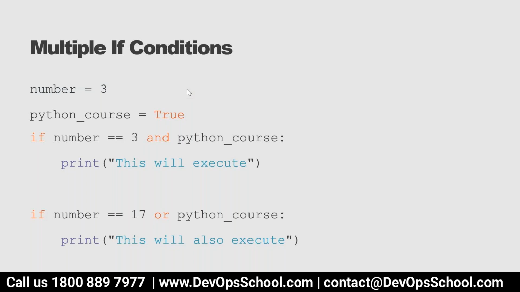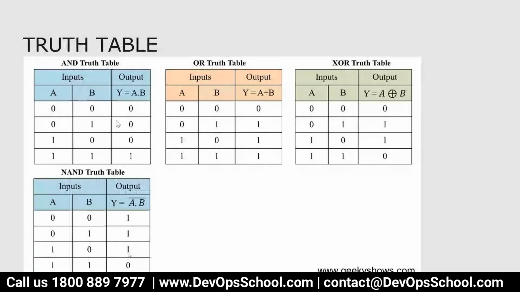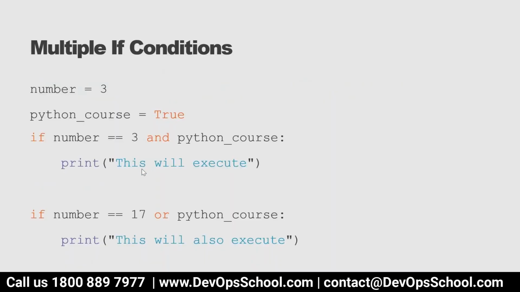So here you see, if number is equal to true and Python course. Is it true or not? Yes, true. And Python course, is it true? True. So here true and true, this is the AND, right? True and true means 1 and 1 is equal to 1, correct? So this will execute.